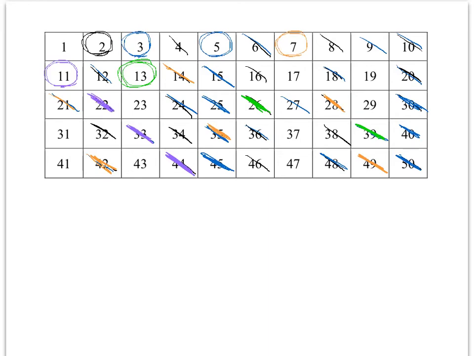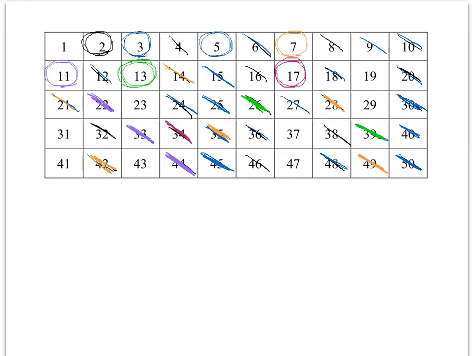Let's see, I'm trying to pick a nice color here. That's kind of cool. Our next number that we need to consider is 17. 17 is a prime number, and that's 17 times 1. Well, 17 times 2 would be 34, and that's already been scratched off. And 17 times 3 is 51. We're not concerned about it either.